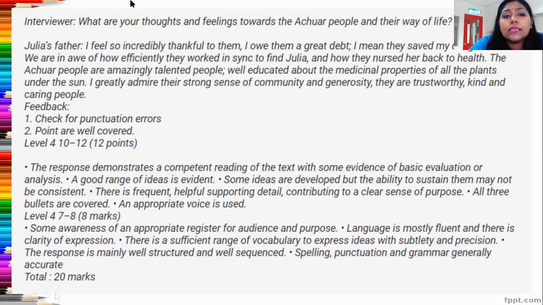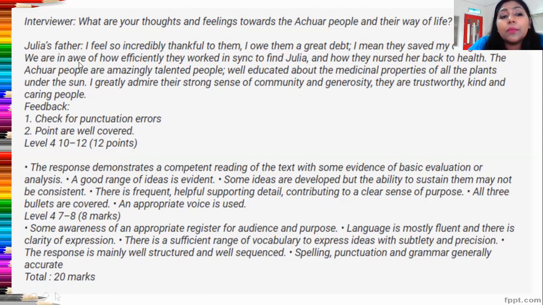This question focuses on your thoughts and feelings, therefore you need to include key ideas for both. For example, I feel incredibly thankful. It definitely is one; it is a thought. I mean, they saved my daughter's life. We are in awe of how efficiently they work in sync to find Julia. So here, how they have worked efficiently, how they have nursed her back to health. So basically, they are amazingly talented people. They are well educated about the medicinal properties of all plants under the sun, and she greatly admired their strong sense of community and generosity, as they are trustworthy, kind, and caring people.